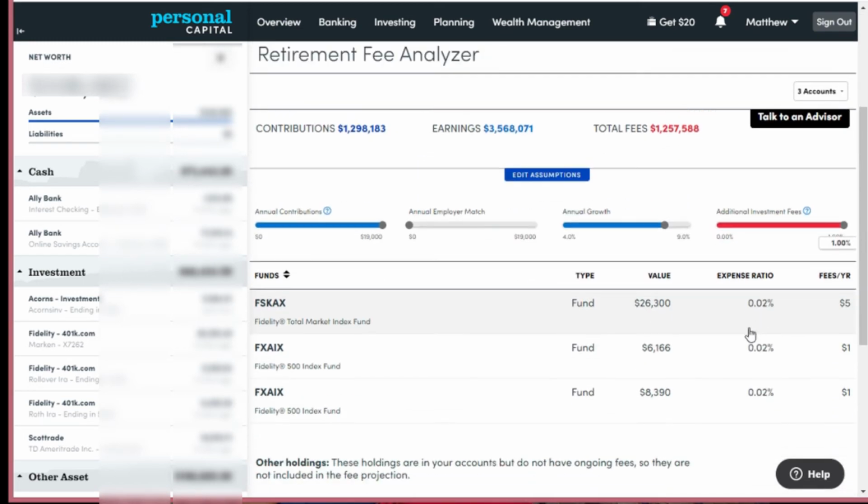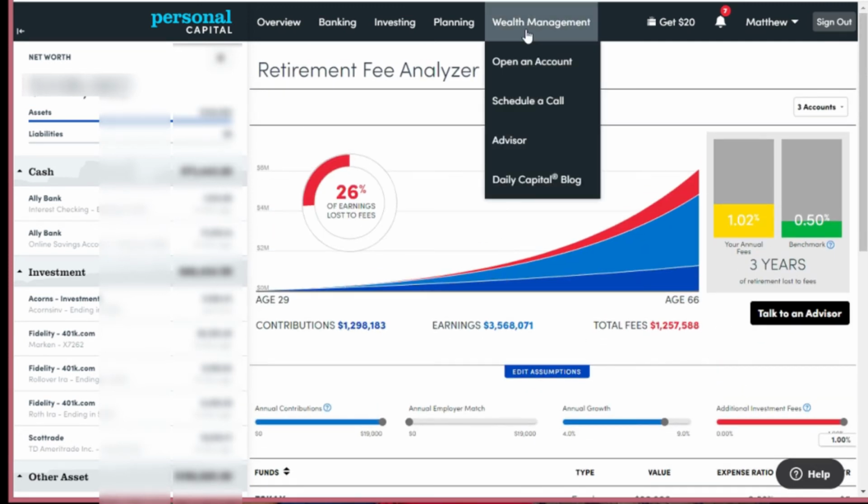That's a decision you'll have to make on your own. And of course, you can see here which fees are the highest, and it clearly indicates the percentage you're paying and any additional fees as well.